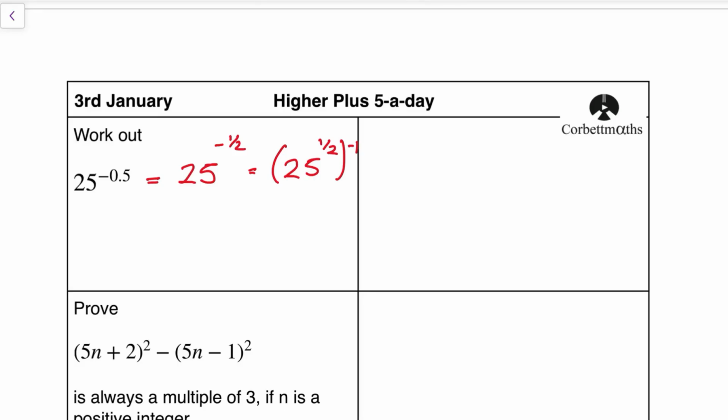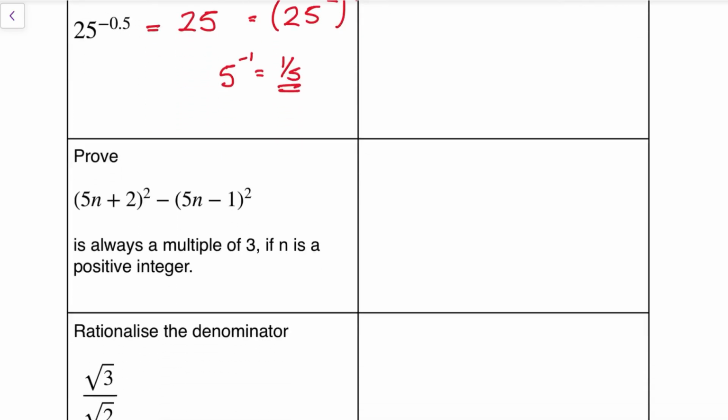So to the power of a half means square root, and the square root of 25 is 5, and 5 to the minus 1 is 1 over 5. And that is the first question done. Next question.